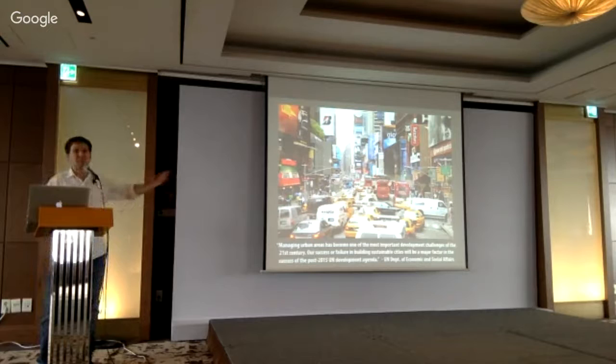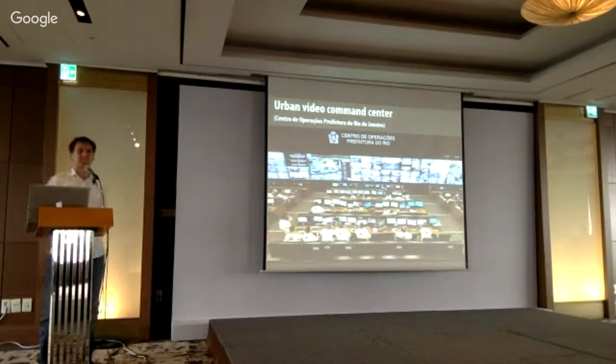There's, I think, on the order of 12,000 cameras in Chicago. I think there's 400,000 cameras in Beijing. They're claiming 100% coverage of outdoor streets now in Beijing. There's about the same number in London, actually. There's, I think, 420,000 cameras in London. This was Brazil's command center for the World Cup last year. You see some folks looking at all these video streams.